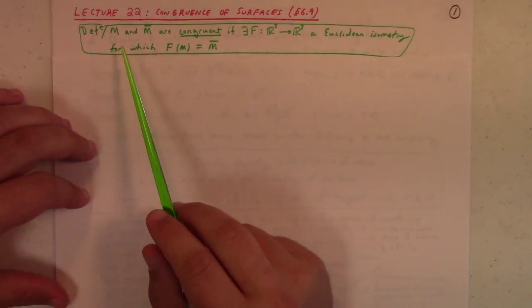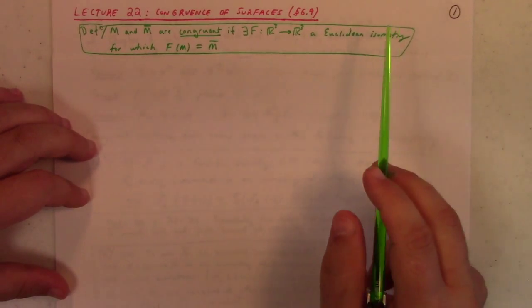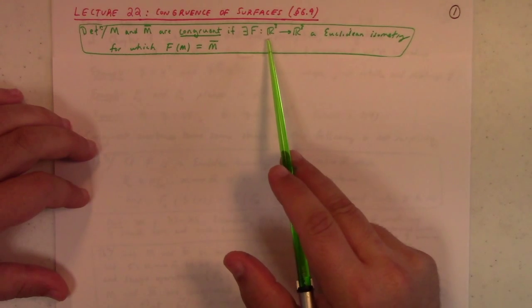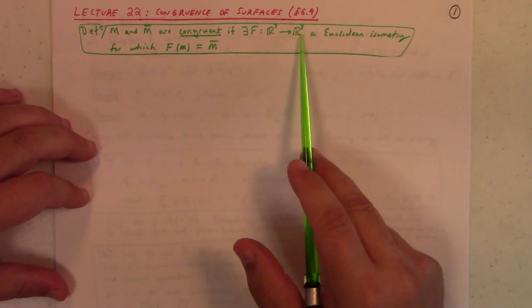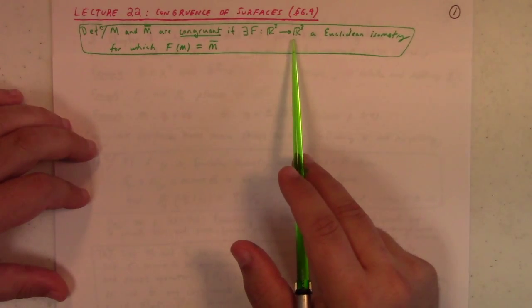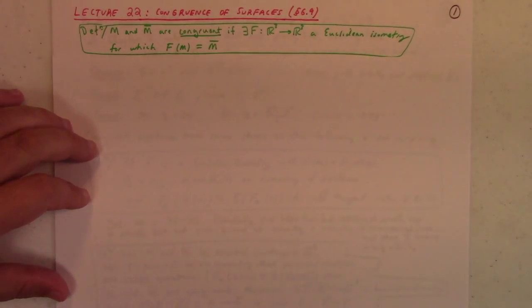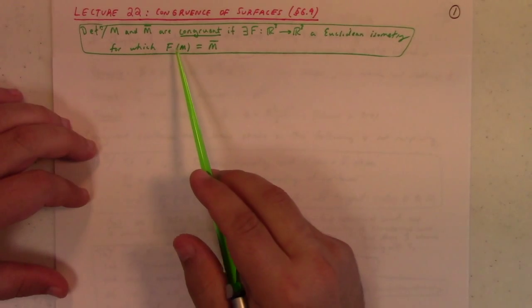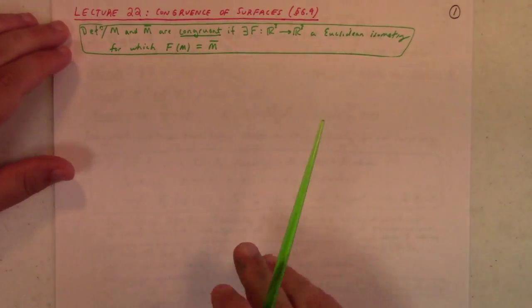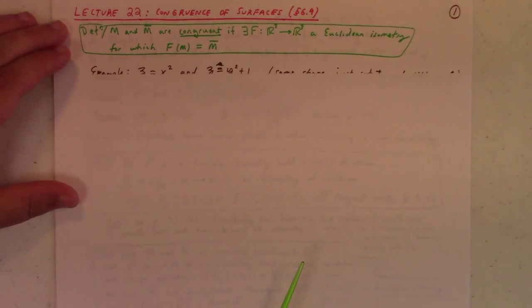Anyway, so two surfaces, M and M bar, are congruent. What that means is there's some isometry of 3 dimensions, which, remember, means that it's a rigid motion. It's a rotation followed by translation, or vice versa. And they're said to be congruent if M bar is the image of M under this Euclidean isometry.